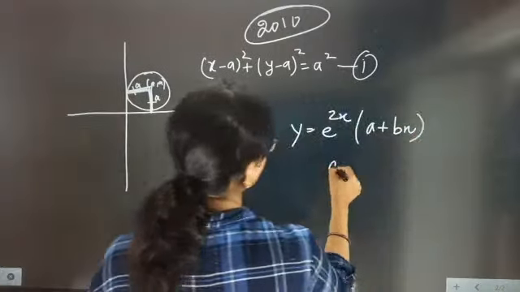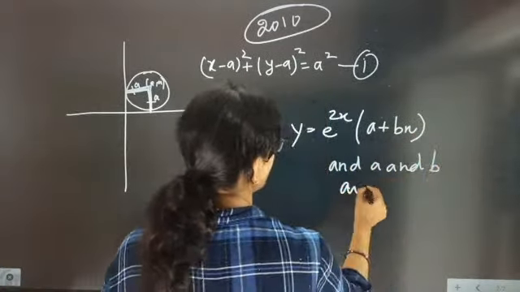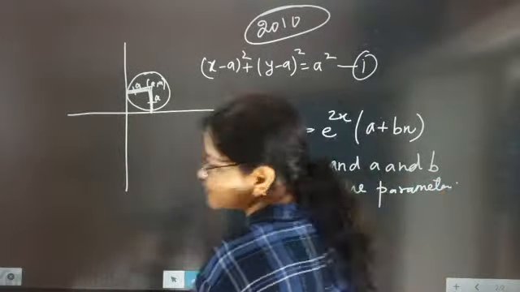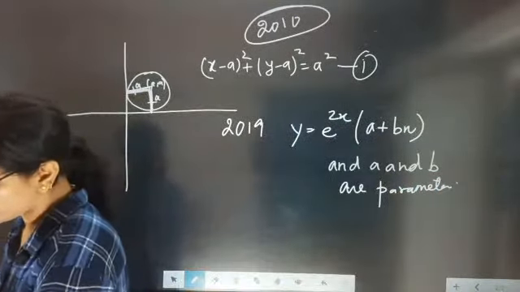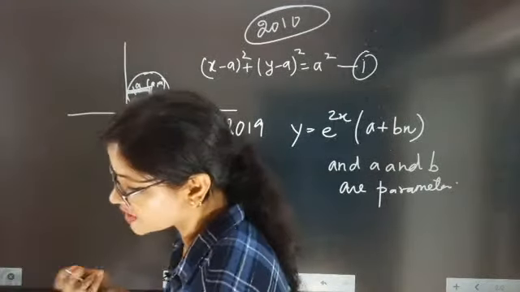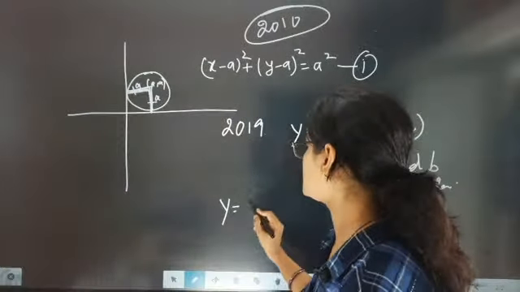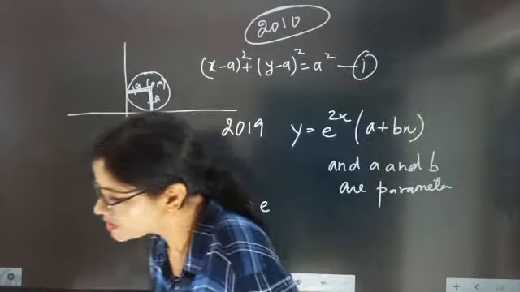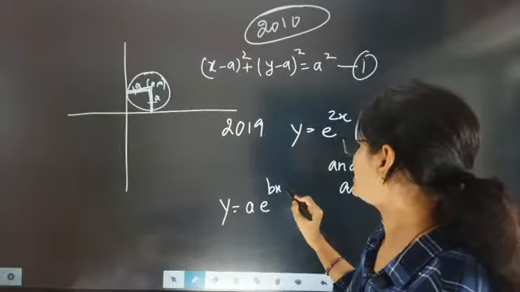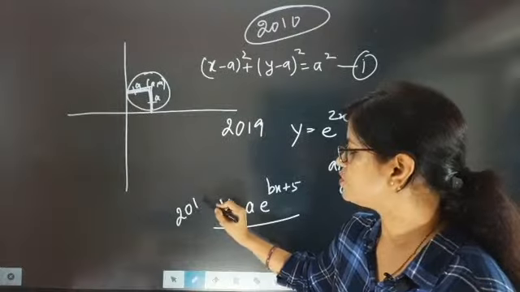So here a and b are parameters. Okay, so this is one question again. So 2019, three different questions. So 2019 and 2018 they have given same pattern question: y is equal to a e^(bx) + 5. And this question they have told in 2018.